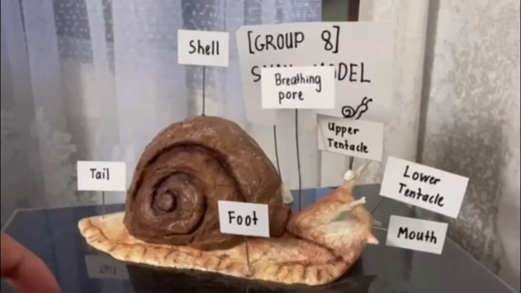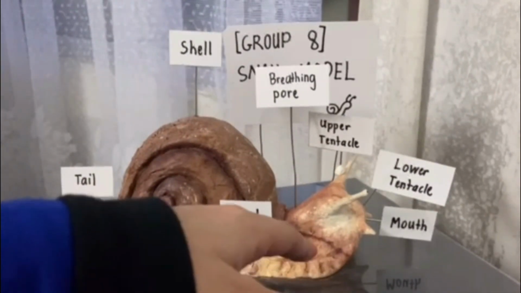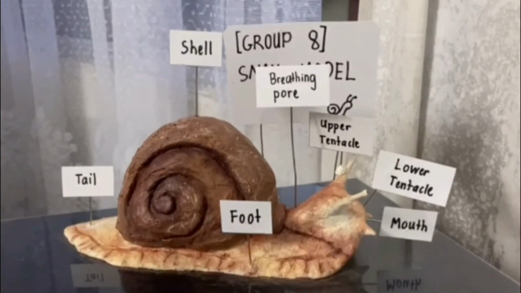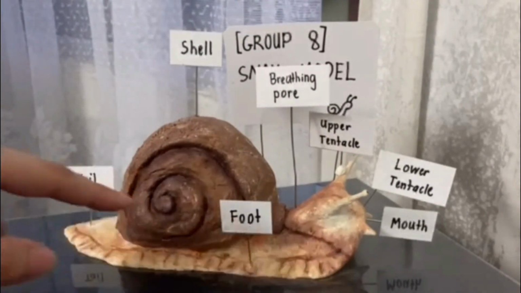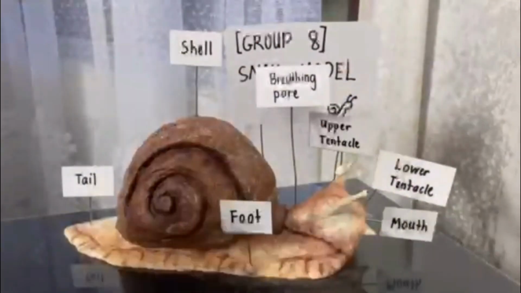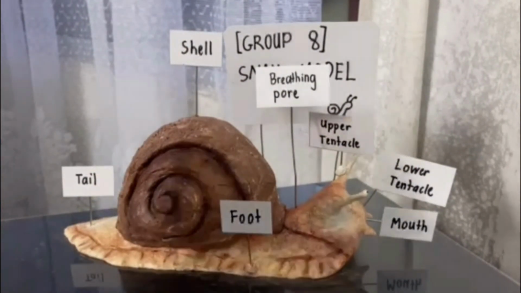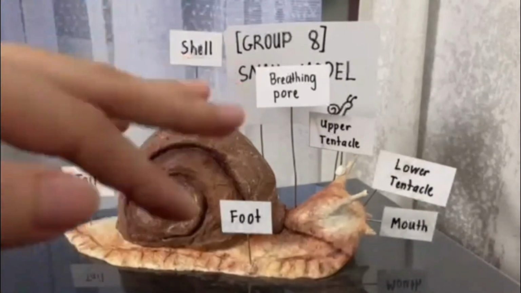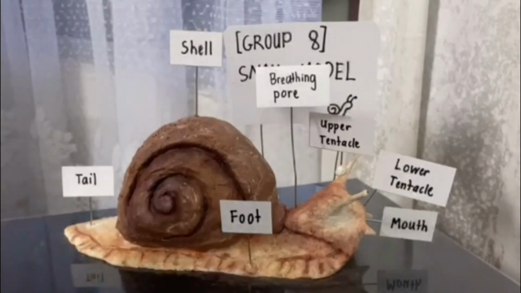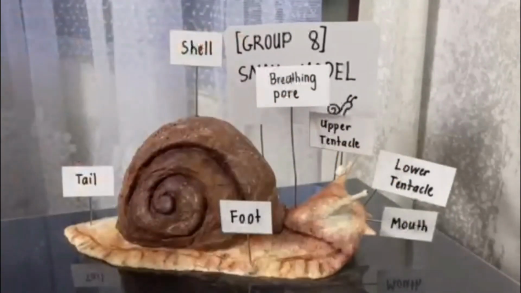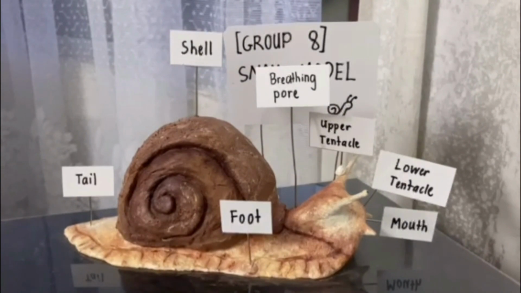Then, the next one is the foot, which is at the base of the snail. The foot produces wave-like motions by muscular contractions, which make the snail glide forward. It will be like a wave, like that. The snail will move forward, and the foot also secretes mucus that reduces friction.